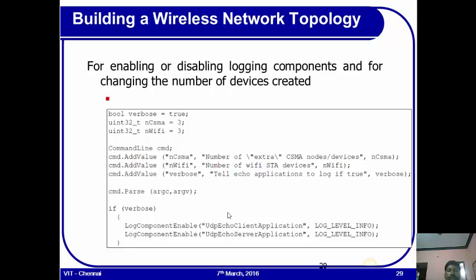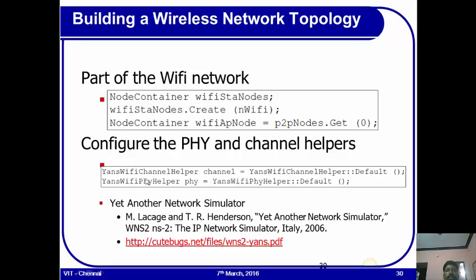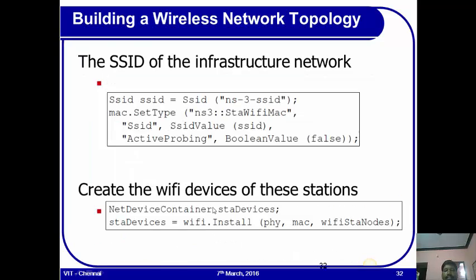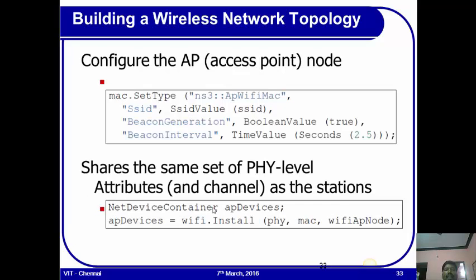So as usual, we will have a set of command line arguments. The node container for Wi-Fi station nodes: Wi-Fi station nodes dot create, that is where you set how many Wi-Fi nodes you are going to have. Then the point-to-point link, setting the channel parameters, setting the Wi-Fi helper for the node, the station manager for Wi-Fi, MAC setting, the service set ID (SSID) for the Wi-Fi MAC node, installing the MAC node.